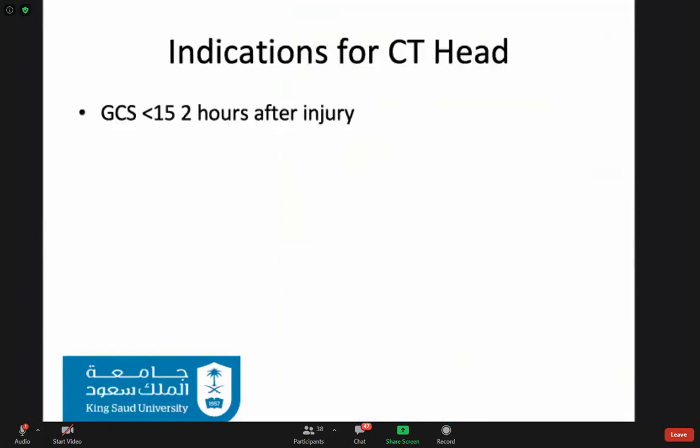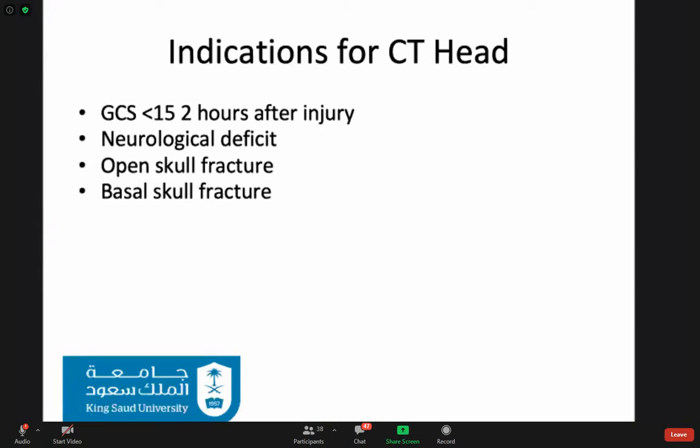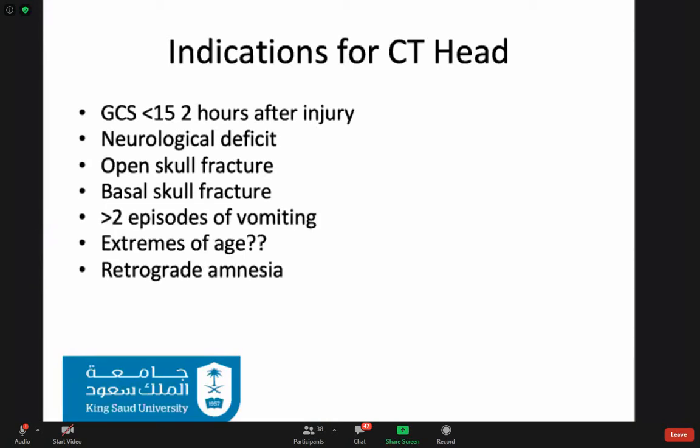On the opposite side, what's the indication for CT head? Any neurological deficit, GCS less than 15 2 hours after the injury, open skull fracture, basal skull fracture, more than 2 episodes of vomiting, extremes of age, retrograde amnesia, severe headache.